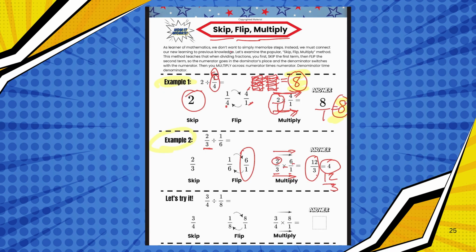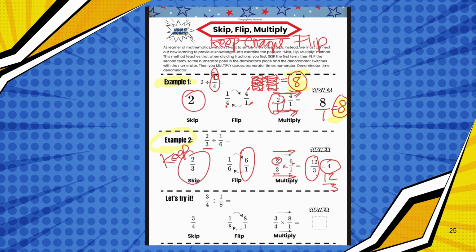Again, skip, flip, multiply is the same as keep, change, flip. Okay, it's just another trick that people use to help memorize what to do. So you keep the first term.